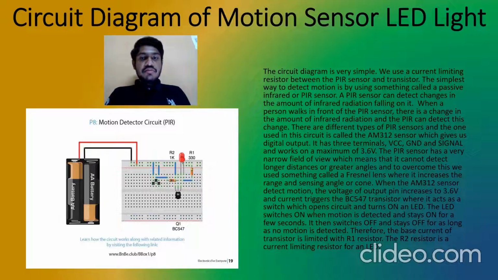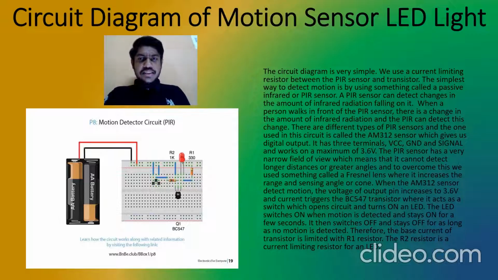There are different types of PIR sensors and the one used in this circuit is called the AM312 sensor. It gives us the digital output. It has three terminals which are VCC, GND and signal and works on a maximum of 3.6 volts.